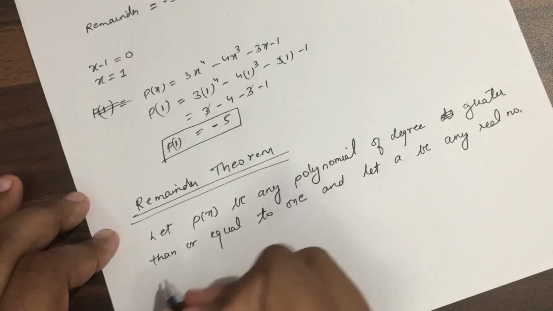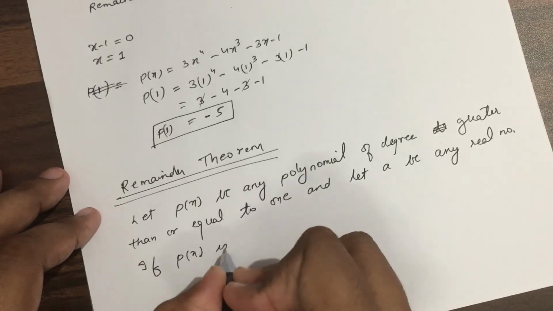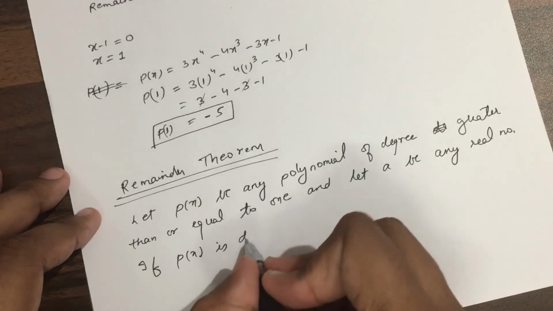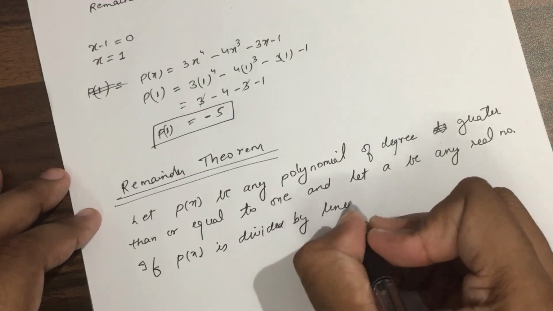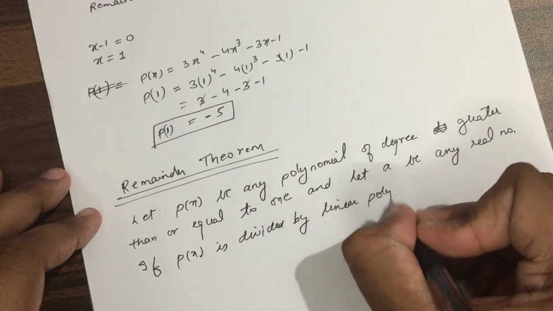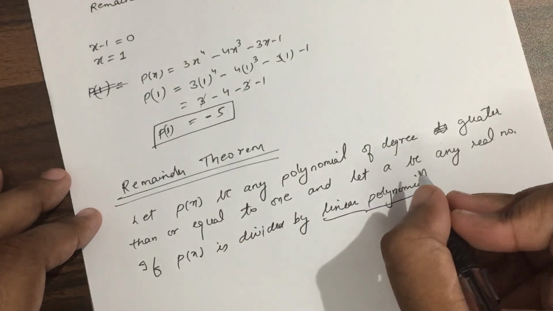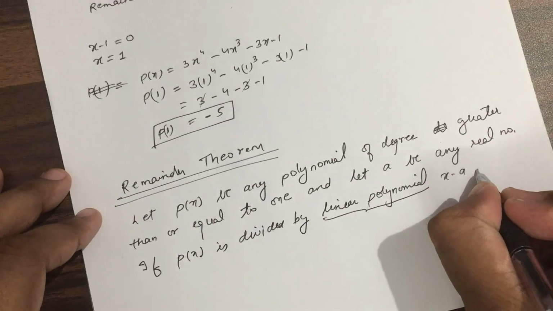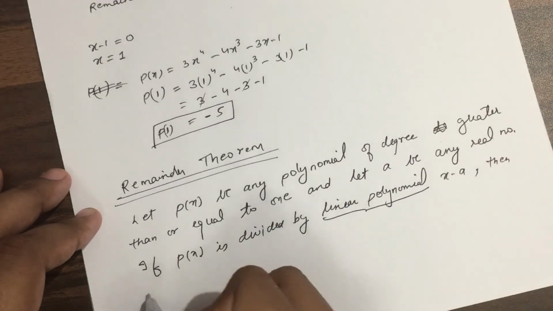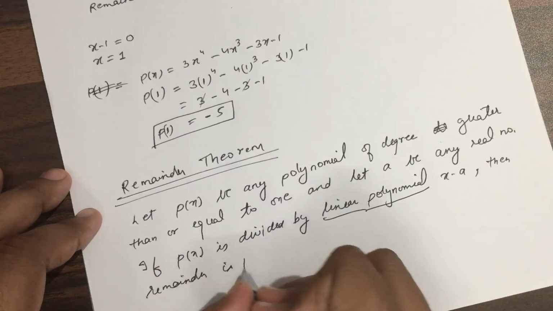Okay. So if P(x) is divided by linear polynomials, whose degree is 1. Okay, this is an important part. If P(x) is divided by linear polynomial x minus a, then remainder is P of a.